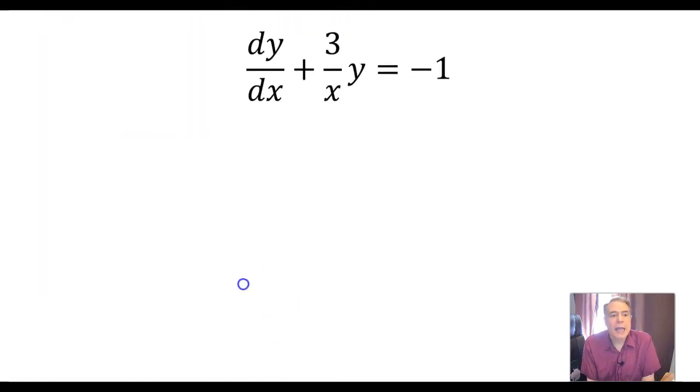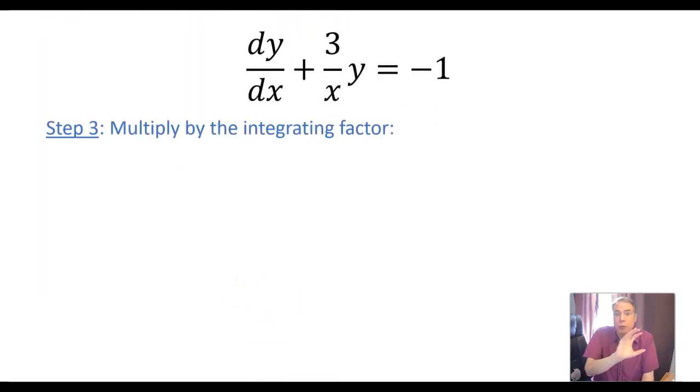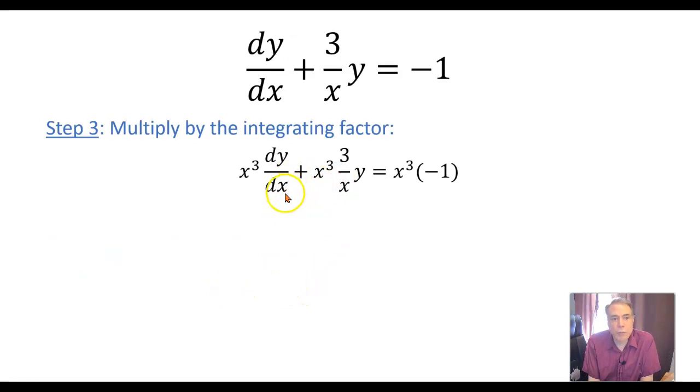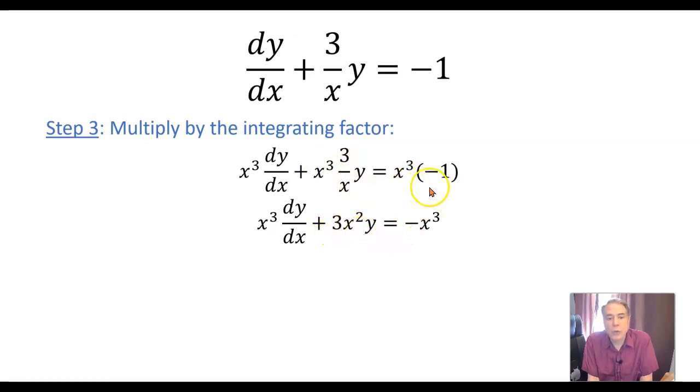Step 3, now that we've found that integrating factor, we are going to multiply everything on both sides by that integrating factor, x cubed. So x cubed times dy/dx plus x cubed times 3 over x times y equals x cubed times negative 1. And simplifying that a bit, that's x cubed dy/dx plus, and then we got a 3, and the x cubed divided by x is x squared, so 3x squared y equals negative x cubed.